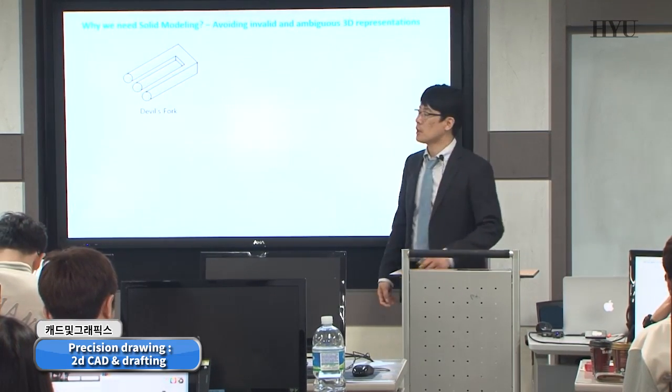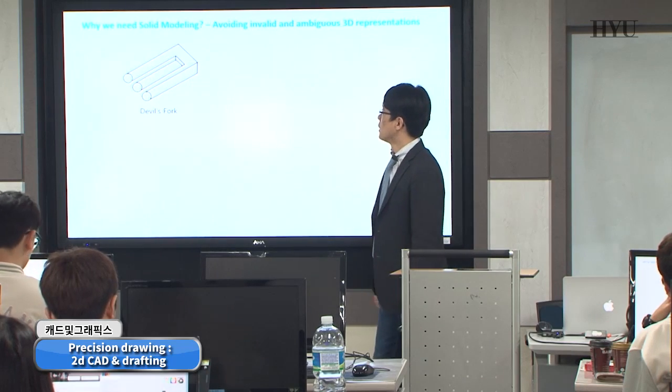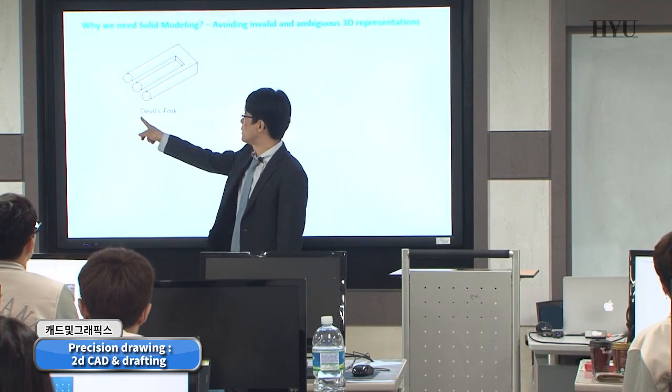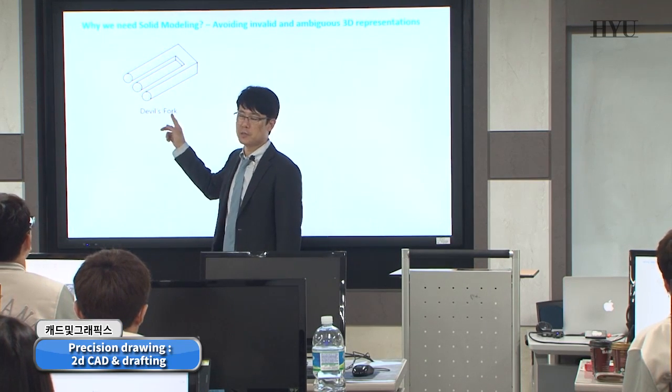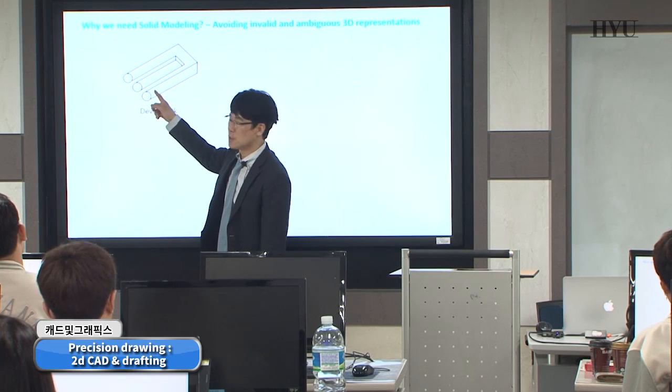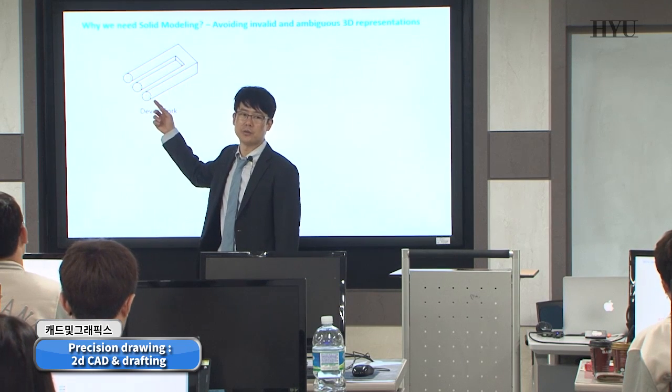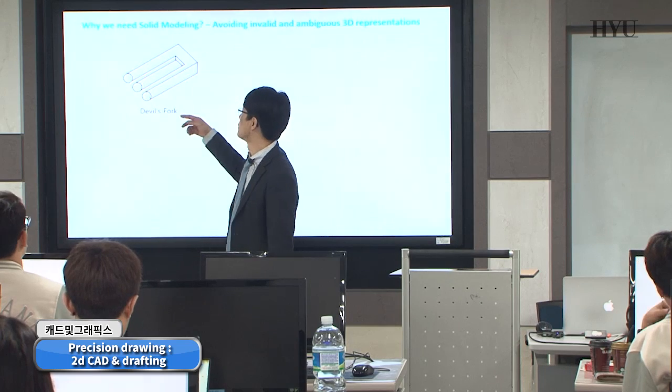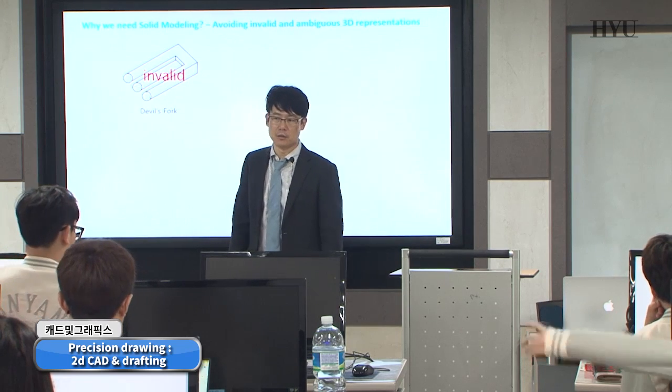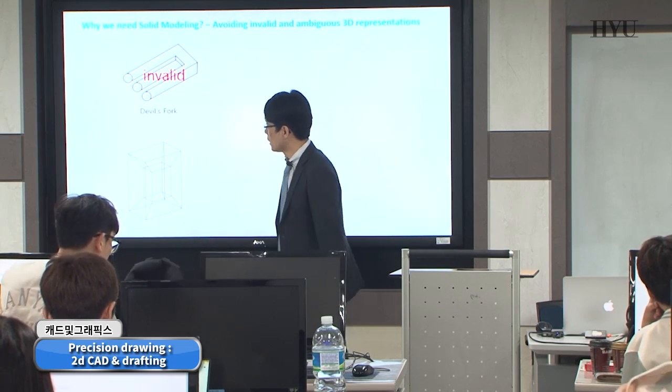Okay, some more examples. The first one, this is the devil's fork, the famous devil's fork. You know this is a fake, okay? This is a trick, just an illusion. This is invalid, of course. How about this one?